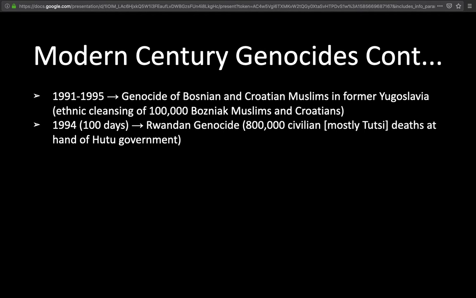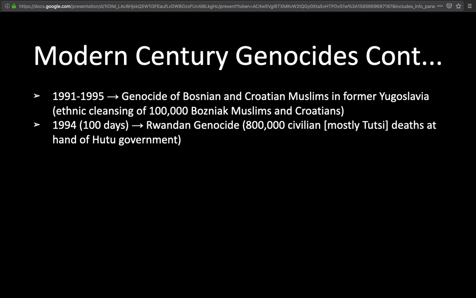The second, probably most well-known genocide is the 1994 Rwandan genocide. This one lasted only 100 days, which is why it's so horrific. Within those 100 days, almost 1 million civilian, predominantly Tutsi deaths happened at the hand of the Hutu government and what's known as the Interahamwe.